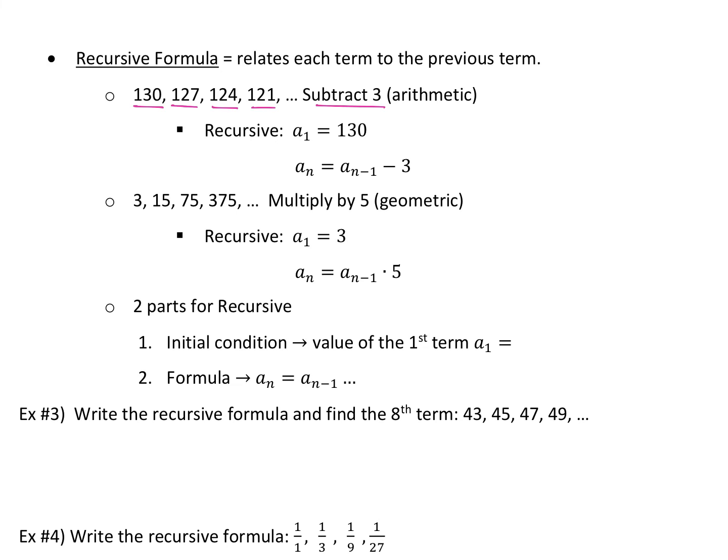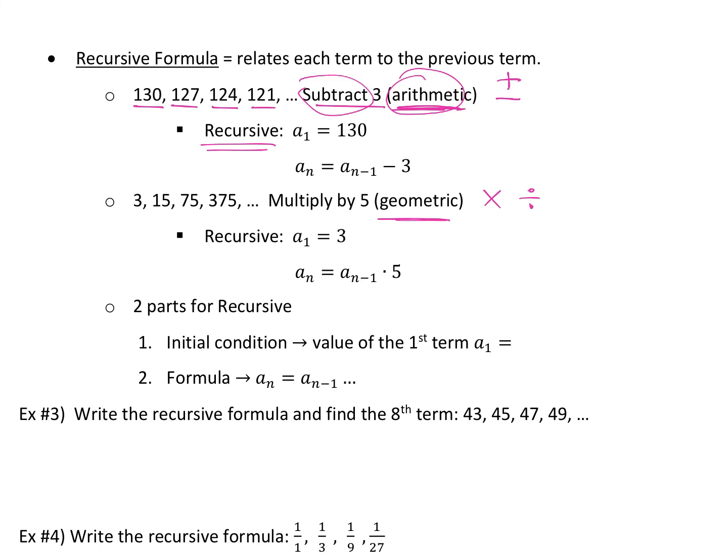Technically, when it's subtracting, it's called arithmetic. So addition and subtraction is an arithmetic formula. Multiplication and division is a geometric formula, okay? I know you've learned that before, because you've done that in algebra and you've done that in geometry.